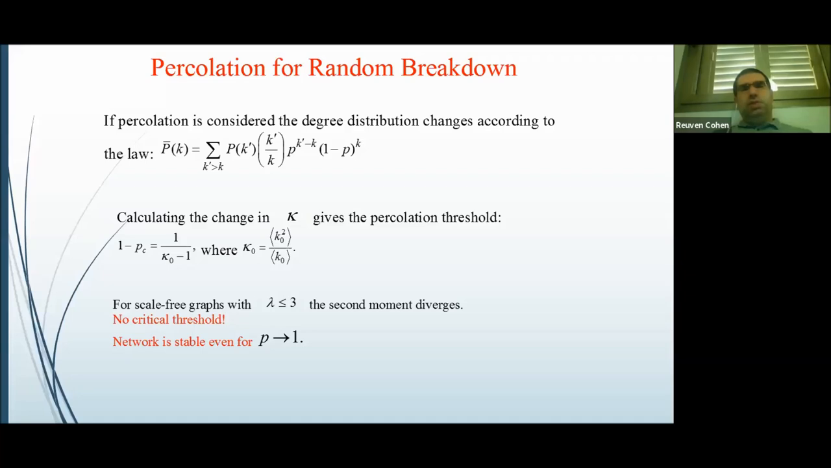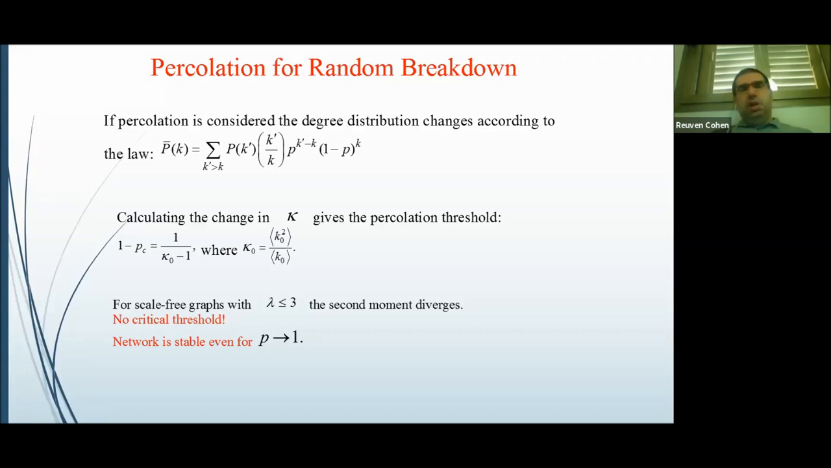Of course, if we do an intentional attack, what we do is remove initially all the hubs in the network, all the high degree nodes, and then the second moment becomes finite. If both moments are finite, which is true for gamma more than three, then we get that this is the parameter that determines where the threshold is.